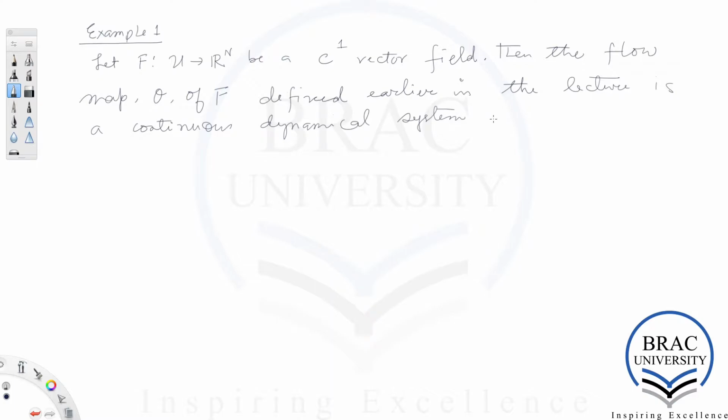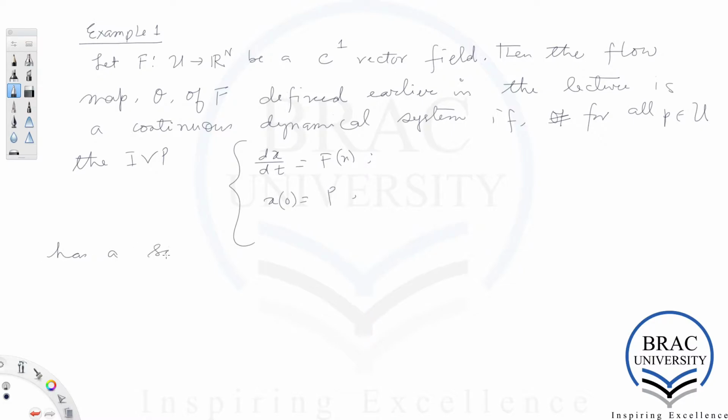if for all p in this open set U, the initial value problem dx over dt is equal to f of x, and x at 0 is equal to p has a solution that exists for all t in R. So, if this initial value problem admits global solutions, then we'll have this continuous dynamical system theta.